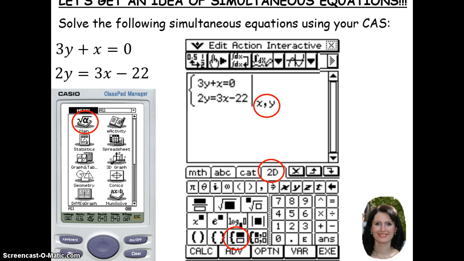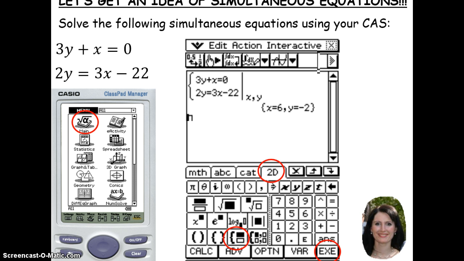There it is, and that's really important. When I click EXE, it tells me x equals 6 and y equals negative 2. So my solution is 6, negative 2. The point of intersection is 6, negative 2.